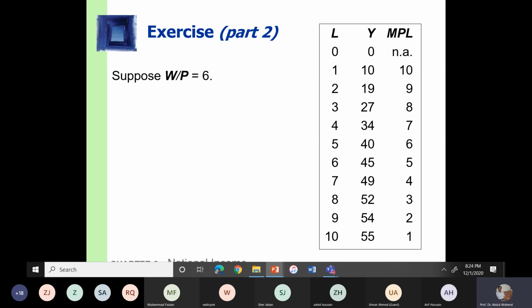तो इट मीन अ फर्म विल हायर वर्कर अप टू द पॉइंट वेयर, किस पॉइंट तक आप हायर करेंगे? ये 7 को आप हायर करेंगे या 6 को हायर करेंगे?